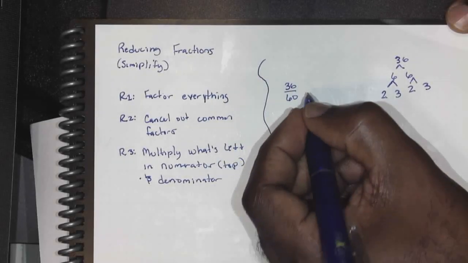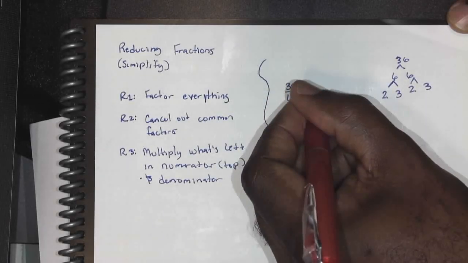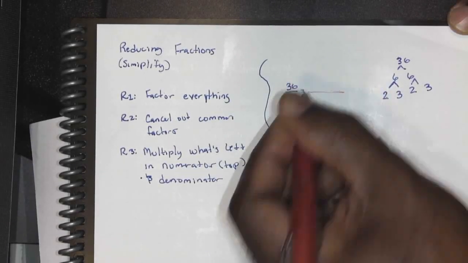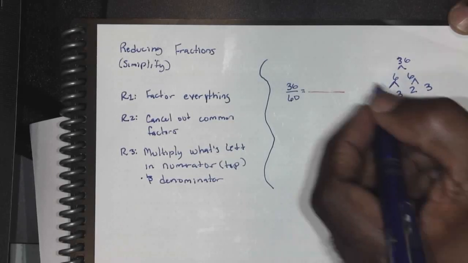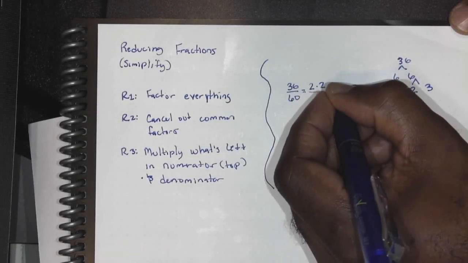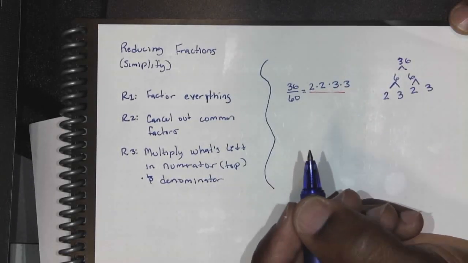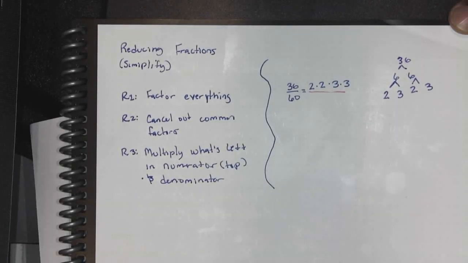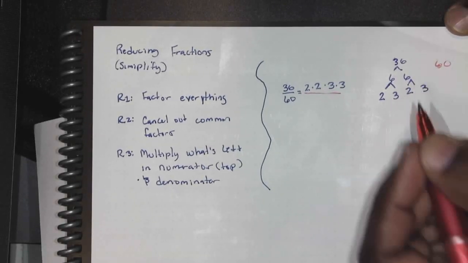So here we go. 36, we're going to draw our line, our fraction line, and we're going to put the factors of 36 right up at the top like 36 is. So we have 2 2s and 2 3s, correct? Now, we're going to do the same thing for 60. Same thing for 60.